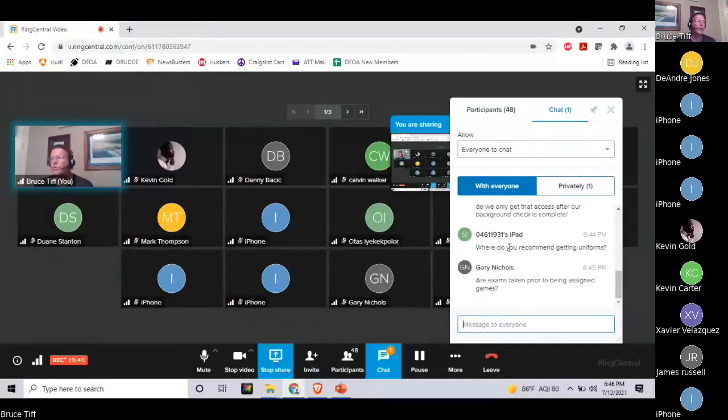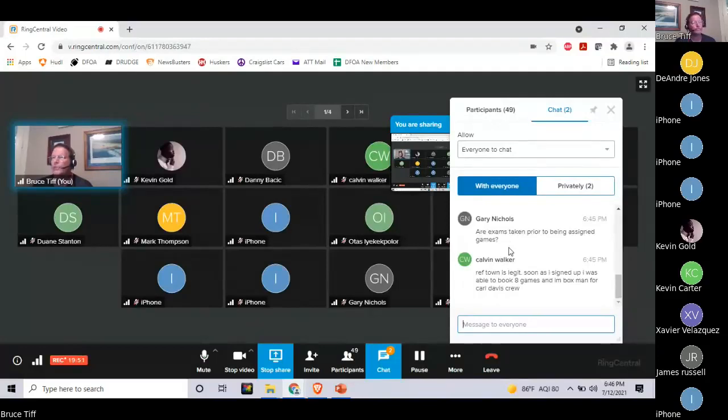We are going to try to get some uniform vendors at some of our chapter meetings coming up, that hopefully will be in person, and then you'll have opportunities to buy uniforms there. They do have starter blocks.